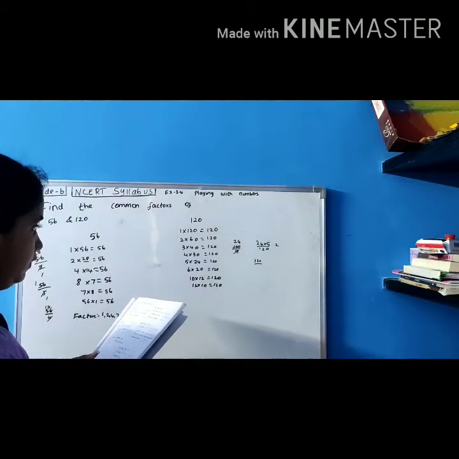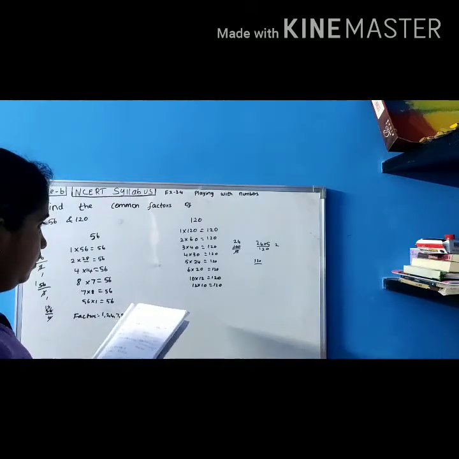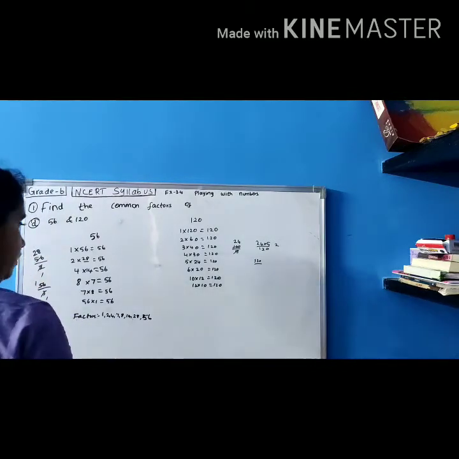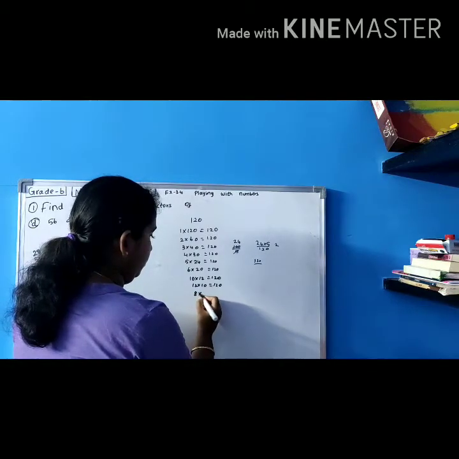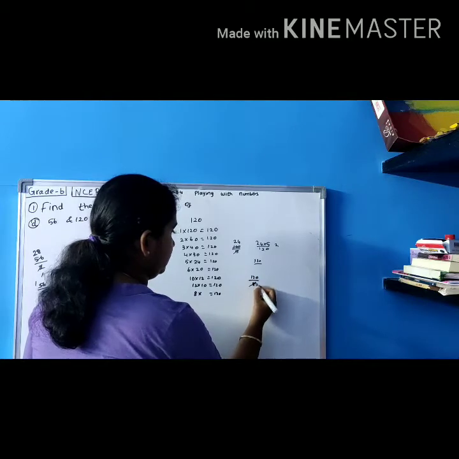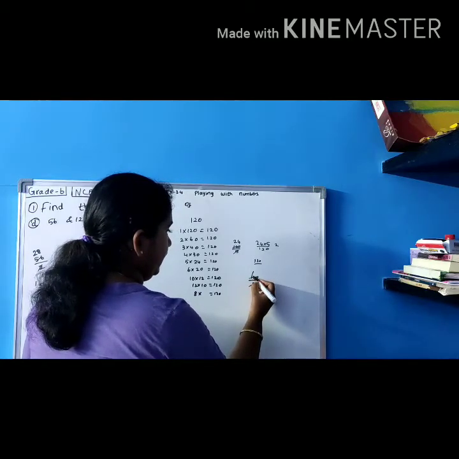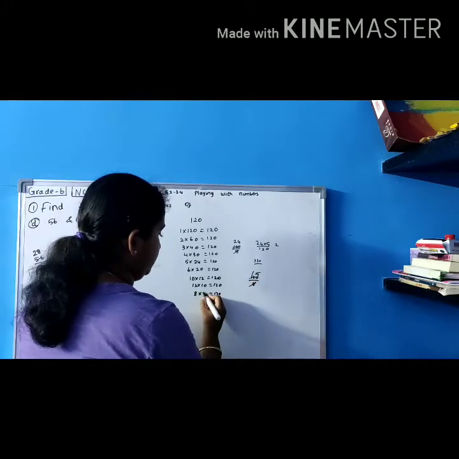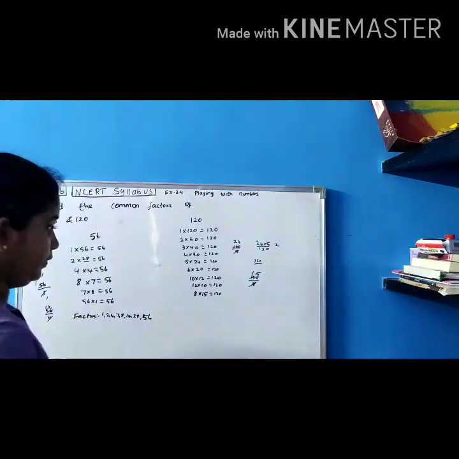1, 2, 3, 4, 5, 6, 8 is coming. So consider 8. 8 into what gives you 120? Let's check once. 120 divided by 8. 1 8 is 8, 9, 10, 11, 12, 40. 5 8s are 40. Okay, so 8 into 15 gives you 120. So I got 15 factors for 120.